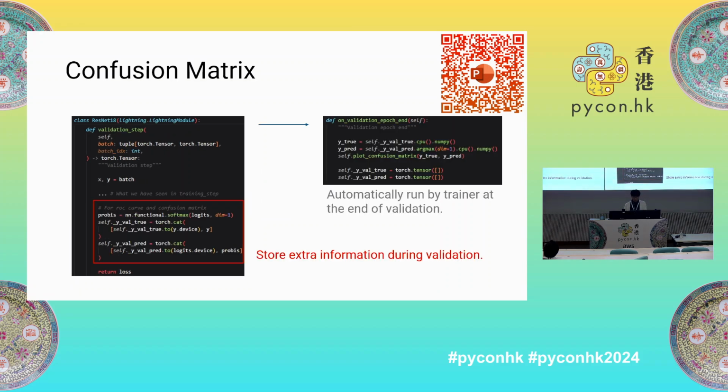Also, we can log a confusion matrix as a more advanced metric for us to understand how the model is doing. In the validation step, we store additional information like true labels and the predicted probabilities. Then at the end of each validation epoch, we use this data to plot the confusion matrix, and this will give us a clear visual of how well the model is classifying the data across different categories.